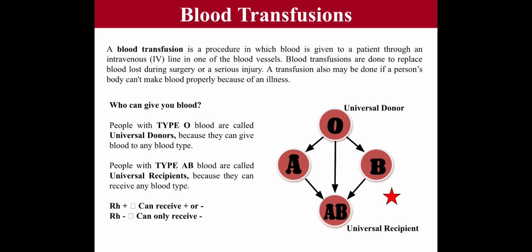So, when you give blood, it's important to know what your type is. People with type O blood are called universal donors because they can give blood to any blood type because they don't have those antibodies. People with type AB blood are called universal recipients because they can receive blood of any type. So, you see this little chart: universal donor, type O, universal recipient, AB. Type A would need either an O or a type A, and B would either need an O or a type B.